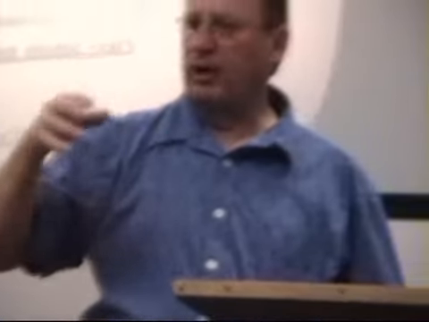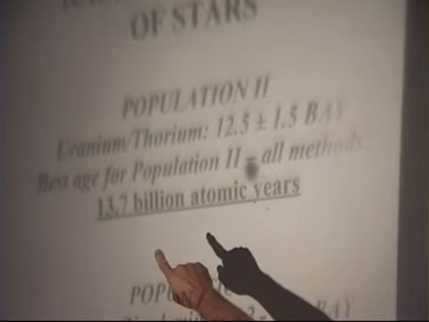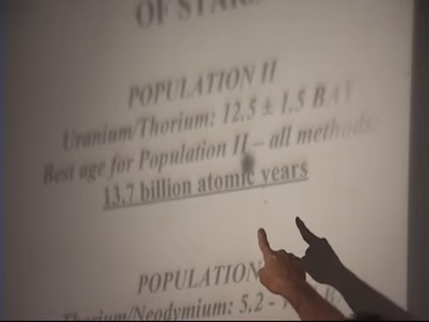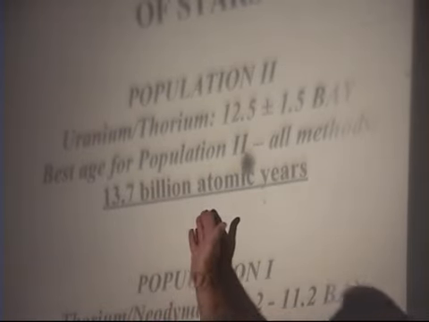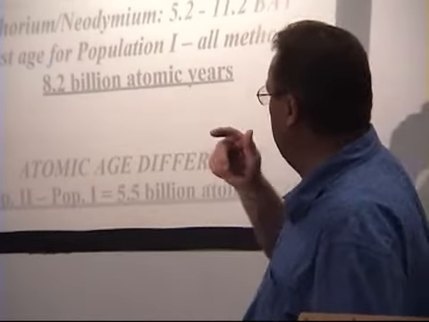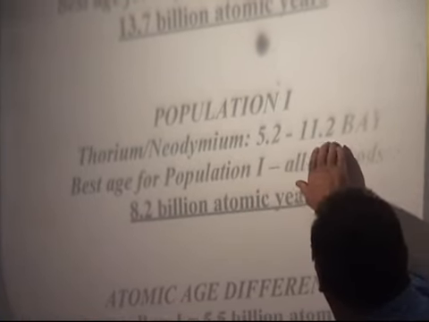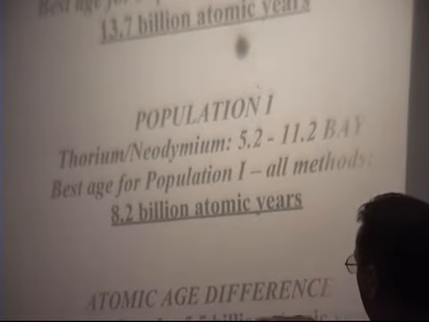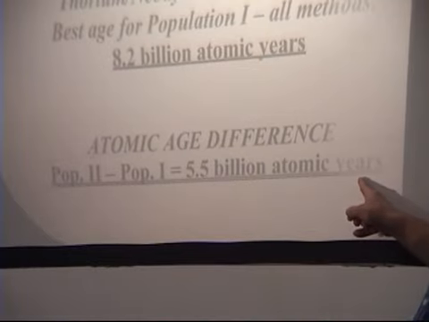We talk about how radioactive decay is faster when the speed of light is high. The population 2 stars, uranium-thorium dating, gave 12.5 plus or minus 1.5 billion atomic years as the best age for the population 2 stars by all methods, giving an average age of around about 13.7 billion atomic years. Again, this is radiometrically atomic years, this is not orbital years. Okay? Population 1, by the thorium-neodymium ratio, gives 5.2 to 11.2 billion atomic years. The best age for population 1 by all methods is about 8.2 billion atomic years. The atomic age difference, population 2 minus population 1, is 5.5 billion atomic years.